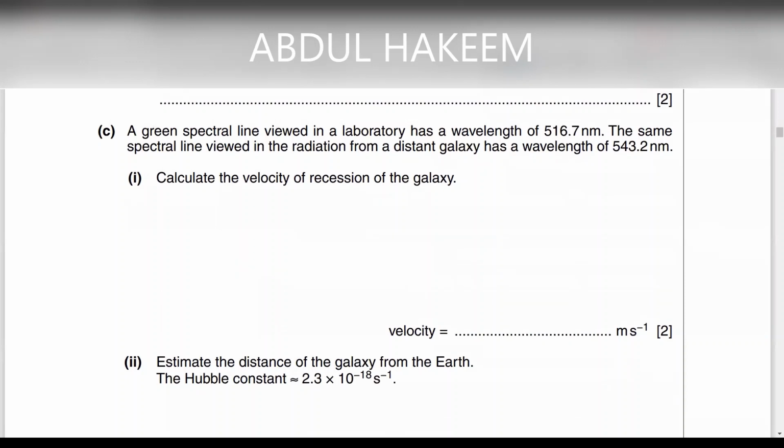Next, a green spectral line viewed in the lab has a wavelength of 516.7 nanometer. The same spectral line viewed in the radiation from the distant galaxy has a wavelength of 543.32 nanometer. Calculate the velocity of the recession of the galaxy. So the recession velocity V is delta lambda over lambda times c. This is the formula.